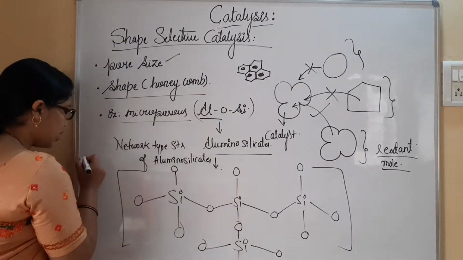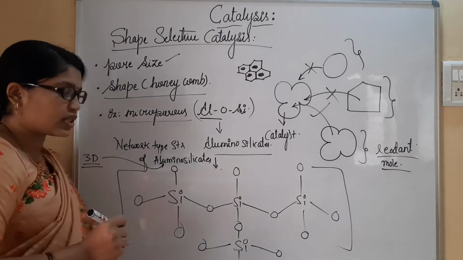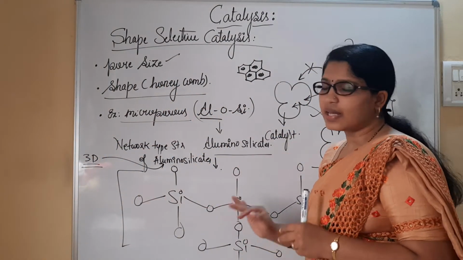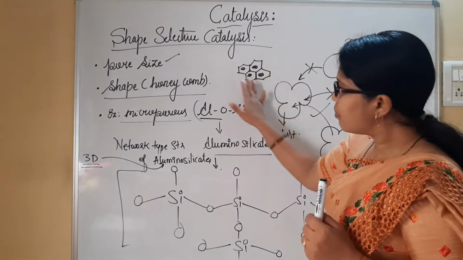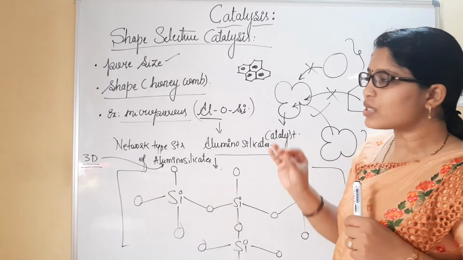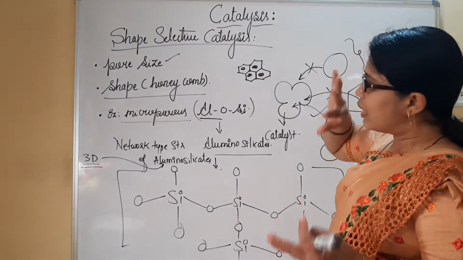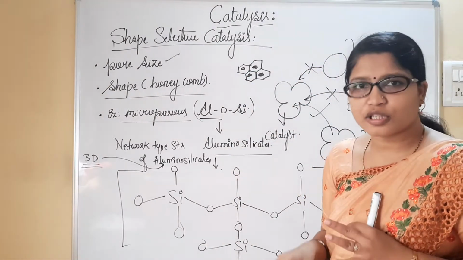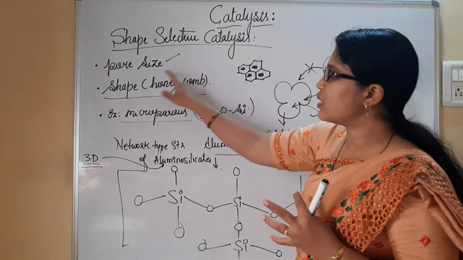This is seen in a three-dimensional structure. The aluminosilicates structure is considered a honeycomb structure, and it is an example of shape selective catalysis because it resembles the shape of a honeycomb, on which the catalysis process takes place. Reactant molecules, substrate molecules or enzymes similar to the honeycomb structure will attach, and the catalysis is carried out. For that, pore size is most important and the shape is honeycomb.